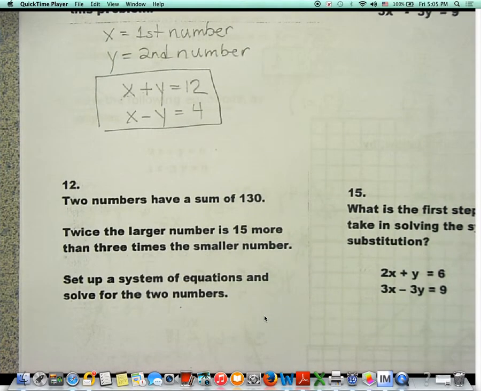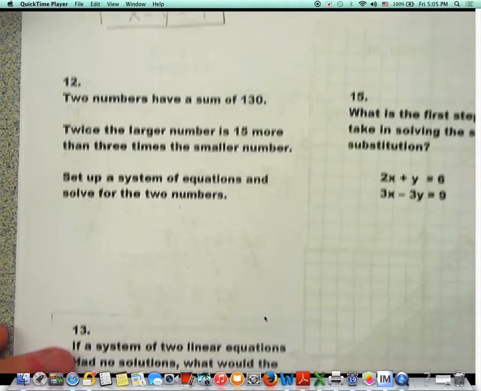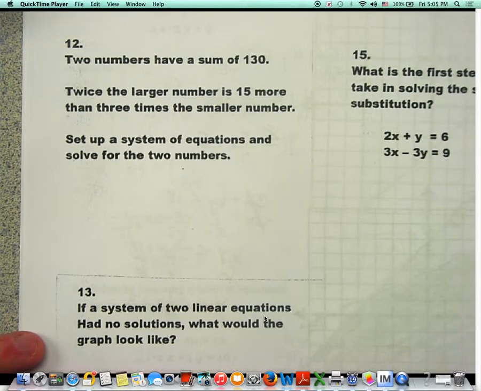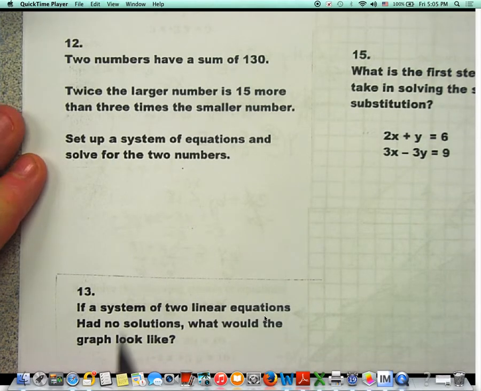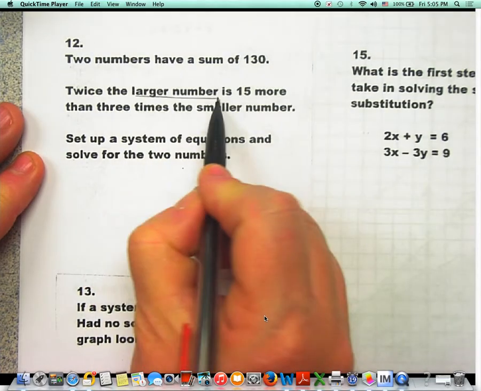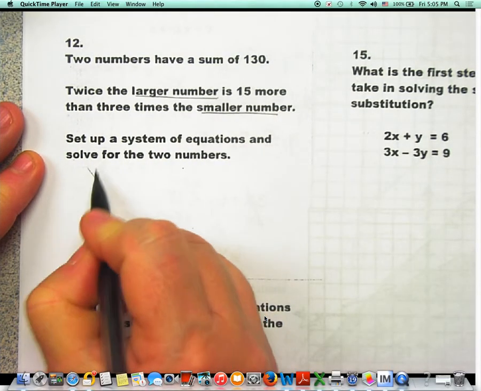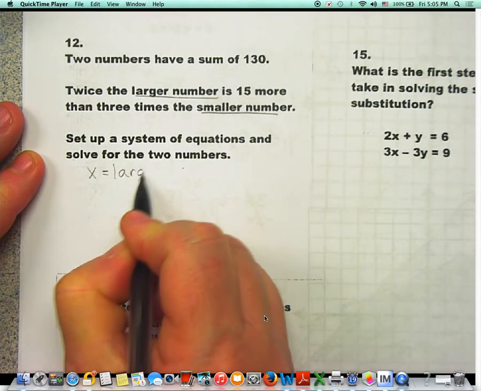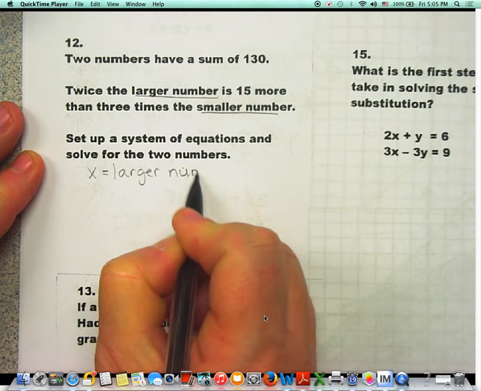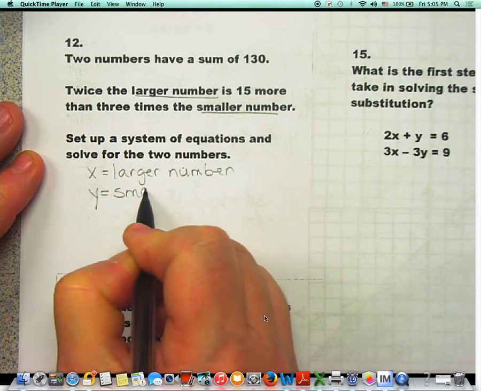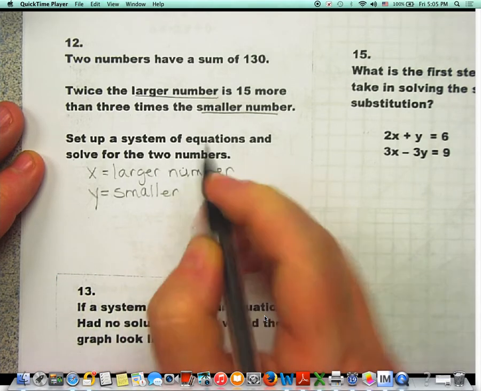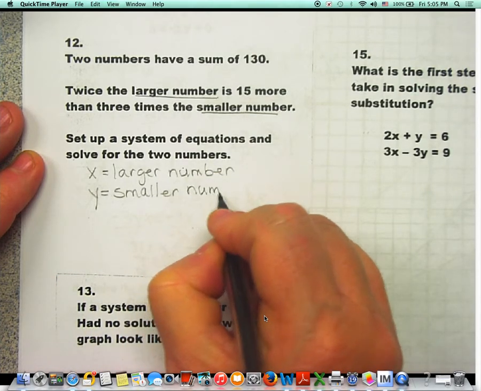Okay, number 12. Two numbers have a sum of 130. Twice the larger number is 15 more than 3 times the smaller number. Set up a system of equations and solve for the two numbers. So we've got a larger number and a smaller number. I'm going to let x be the larger and y equal the smaller, and you have to tell me which one you have picked to be your smaller and your larger.